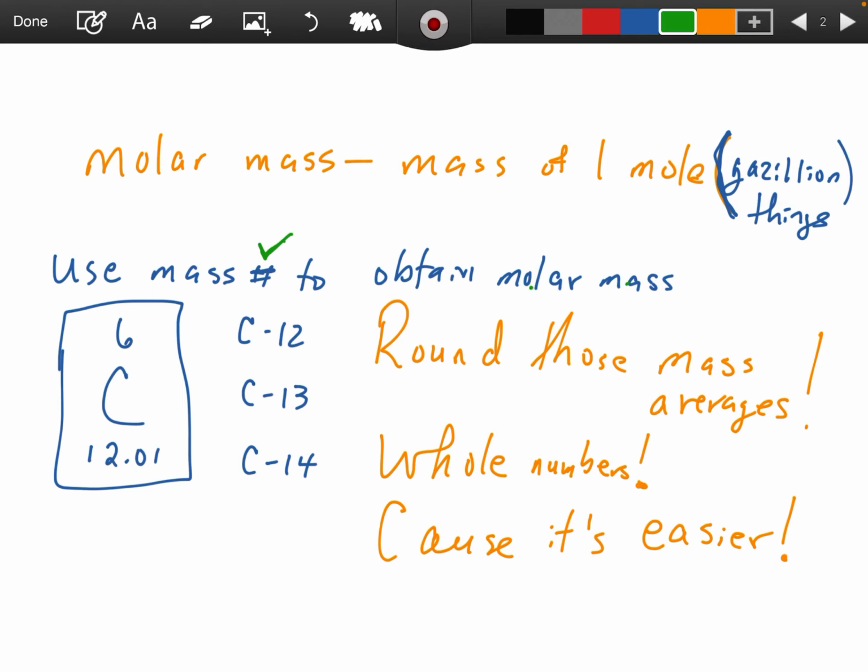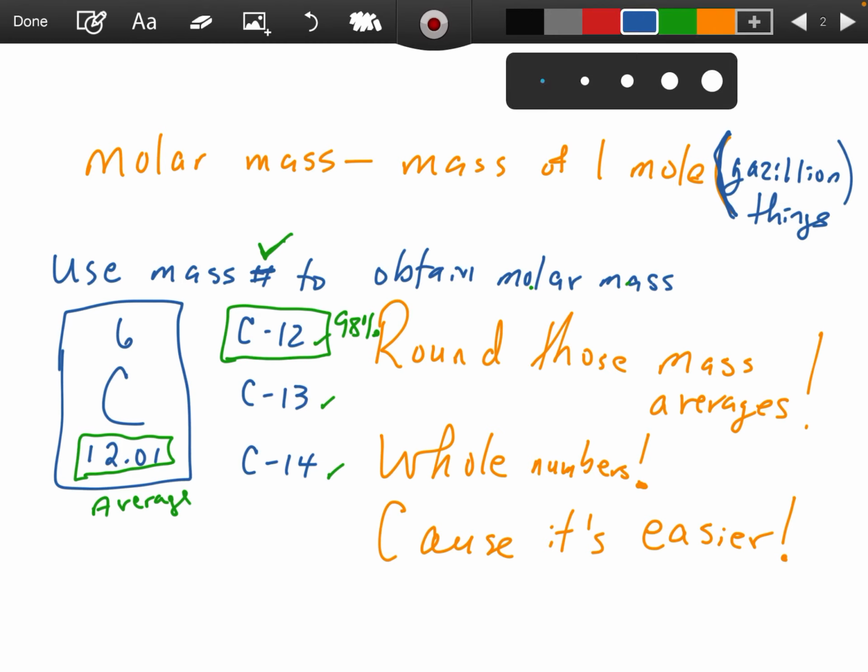If you look on the periodic table for carbon, the mass number is 12.01. That's actually a mass average because some carbon isotopes are 12, some are 13, some are 14. The overwhelming majority are 12. About 98% of all carbon atoms are C12. So this actually represents an average. Well, we don't want to use decimals. So why don't we just round those mass averages? Why don't we just take this mass average and round it to a whole number, and we're just going to use 12 because it's going to be easier.